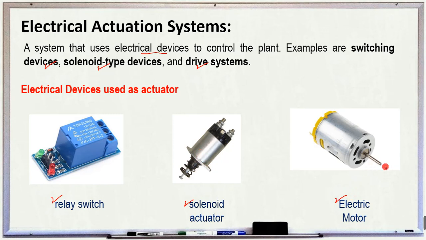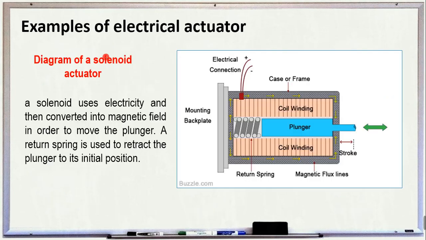With the DC motor, its output shaft can be connected to a frame or other mechanism, so it can cause motion. Again, the input here is an electrical signal. Okay, so we have here one example of an electrical actuator. The most common is the solenoid actuator.